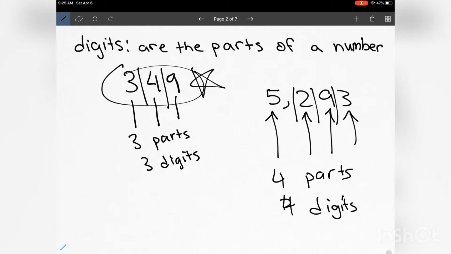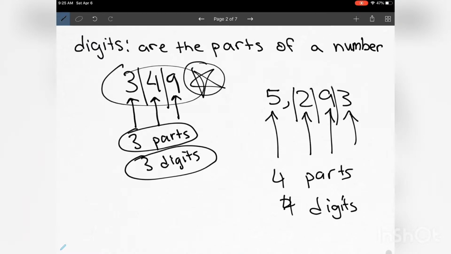349 is then split into three parts: 1, 2, 3. And if there's three parts, then there must be 3 digits. Correct. That would be the right answer. And this example over here has 5,293. It's split into 4 parts. So there are 4 digits.